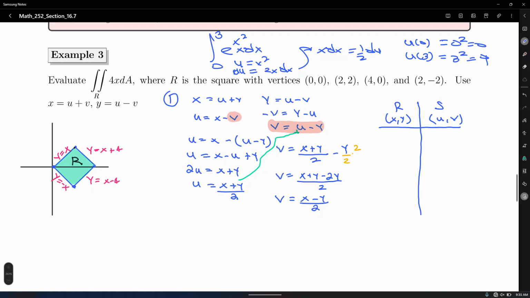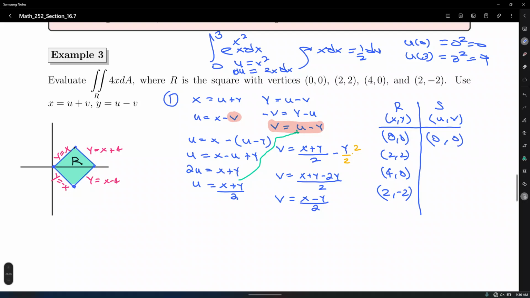Okay, so the point 0, 0, check this out, how we're going to do this. The points are 0, 0, 2, 2, 4, 0, and 2, negative 2. Okay, 0, 0. What is u? 0 plus 0, isn't that 0? Divide that by 2, it's still 0. That's u. Okay, what about v? 0 minus 0, that's still 0. Divided by 2, that's 0. What about the point 2, 2, the second point?